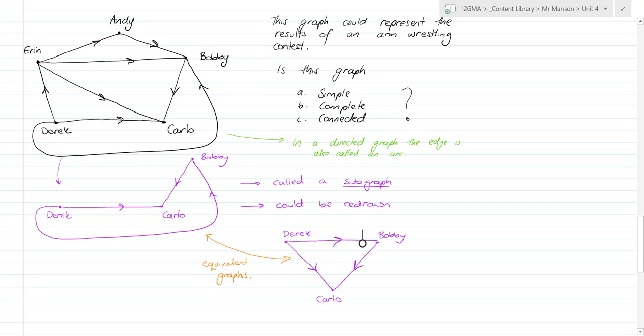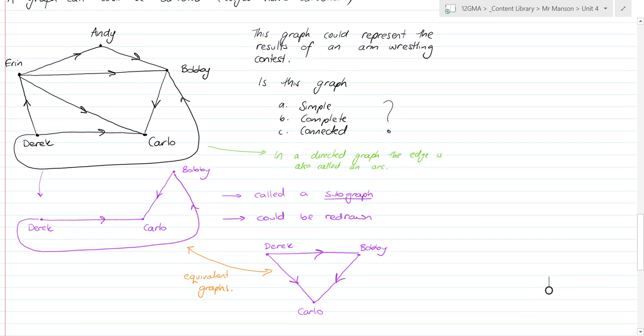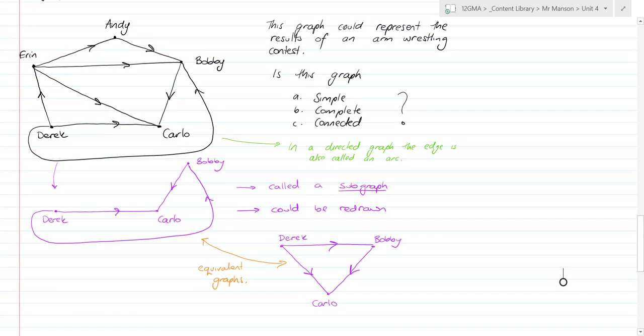We don't really care. In mathematics, we don't care what the graph looks like. What we care about is what the graph represents. This graph represents Derek beating Bobby and Carlo, Bobby beating Carlo, and this graph here represents exactly the same thing. Doesn't matter how it's drawn.